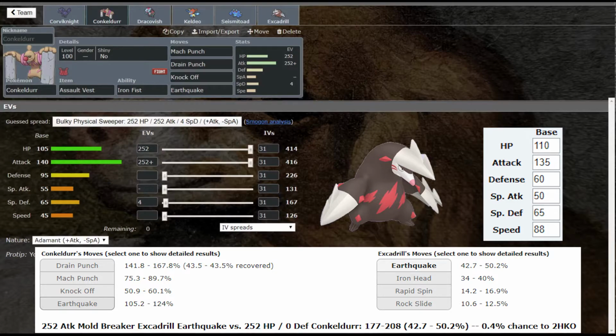So yeah, I absolutely love this set. I think it deals with Excadrill really well. I think Conkeldurr is a really nice answer. Of course, Earthquake also OHKOs, but, you know, Drain Punch gives you that healing. So, either one you want to hit is fine, but you're definitely going to be slower no matter what. And so I think the healing is going to be a little bit more valuable for you.